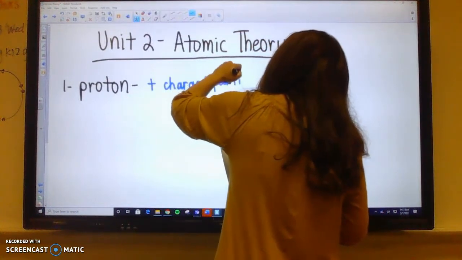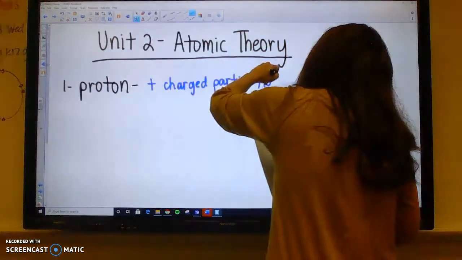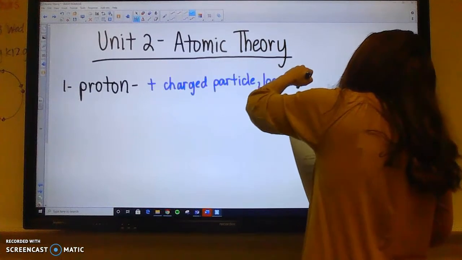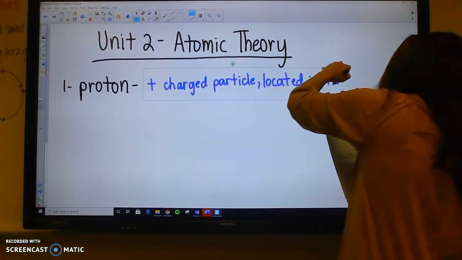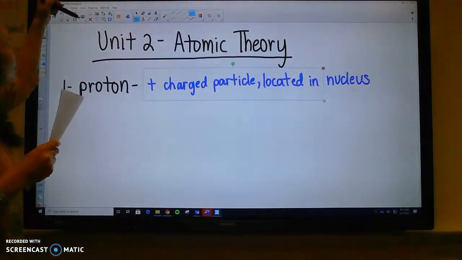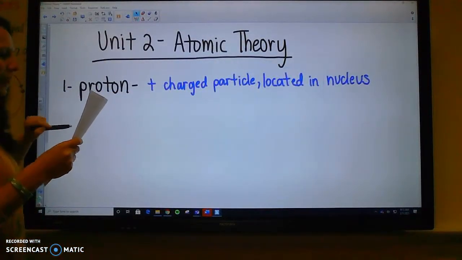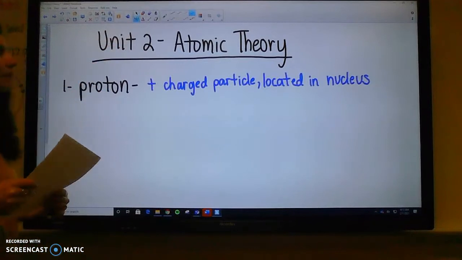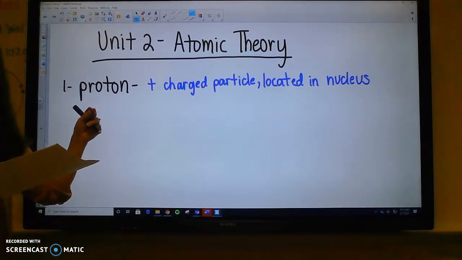Okay. So it's located in the nucleus. And what does it represent for an atom? The number of protons represents what?